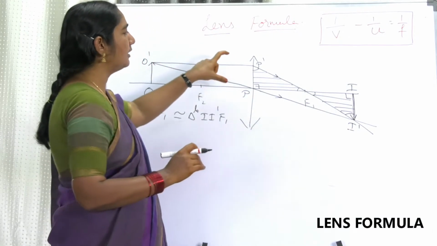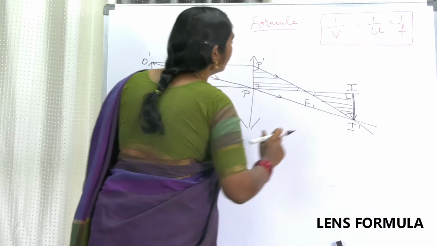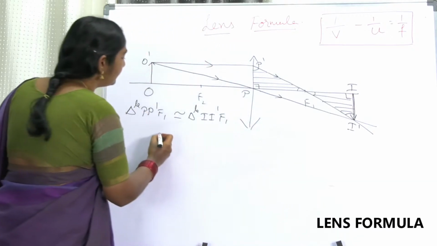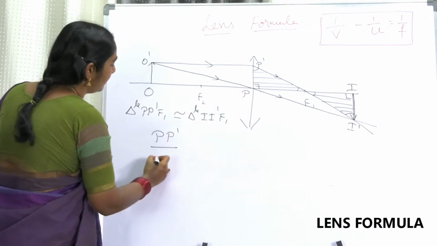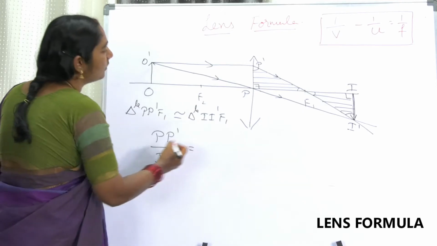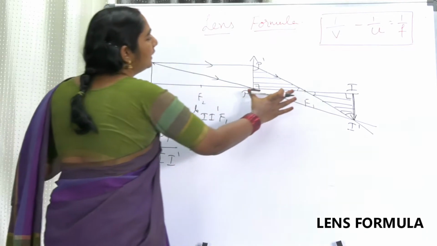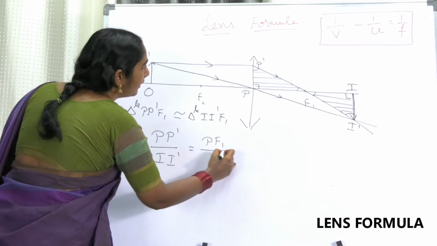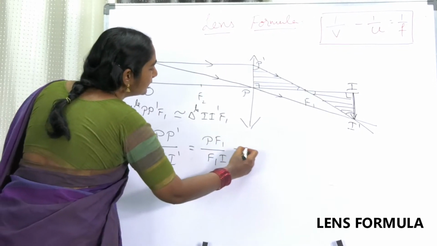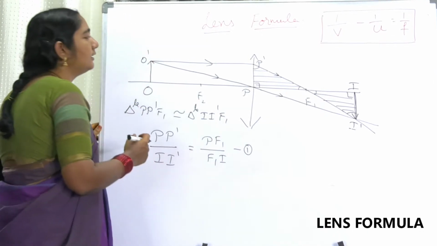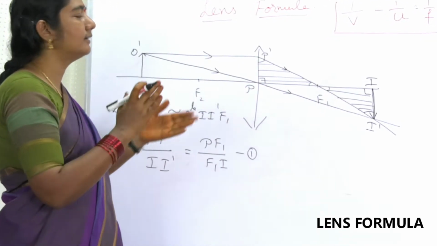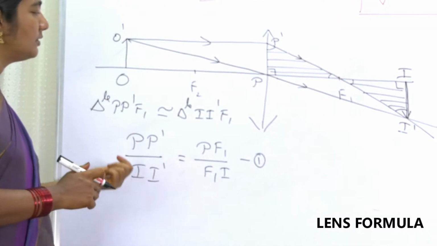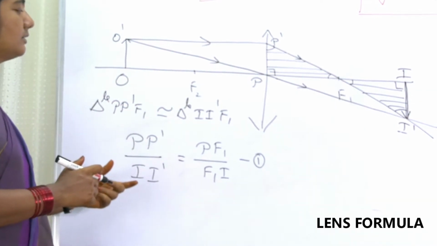When the triangles are similar, the ratios of their sides are equal. So, my dear friends, this side by this side, that means P dash by I dash, is equal to this side by this side, PF1 by F1I. In similar triangles, we know that the ratios of their sides are equal. So now we got equation number 1 from this triangle.